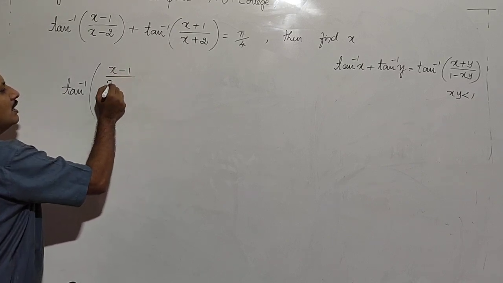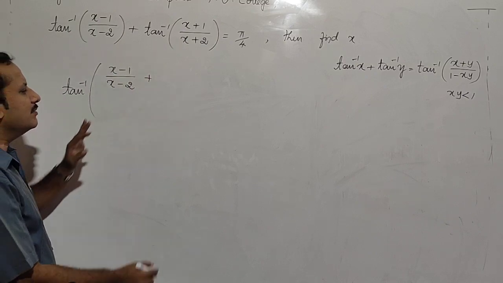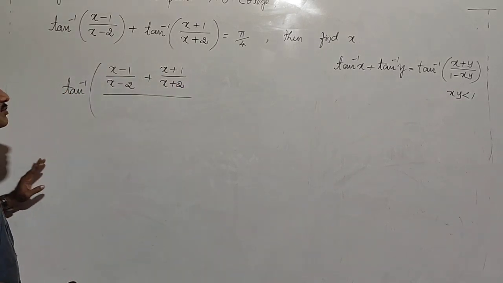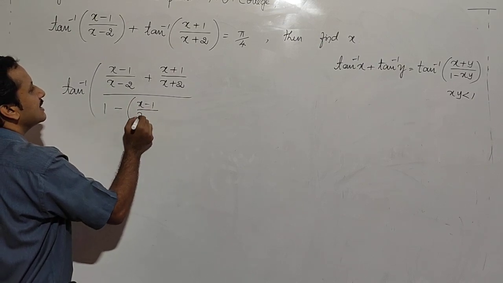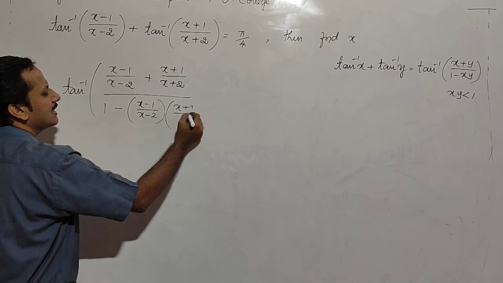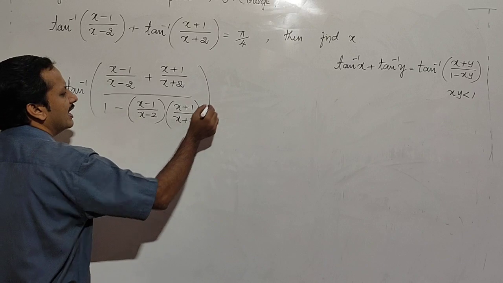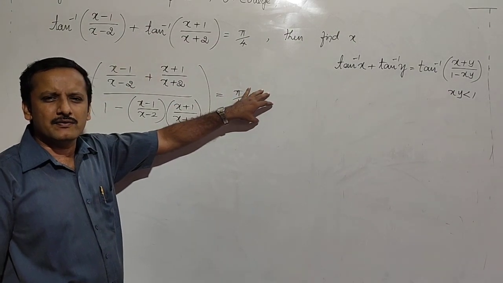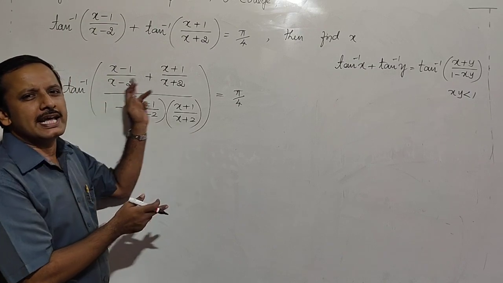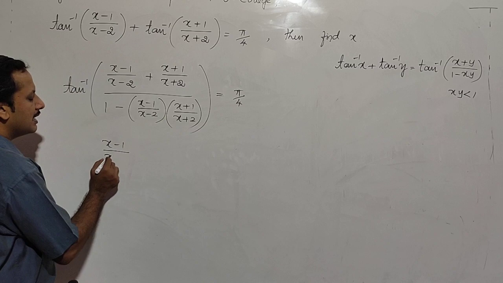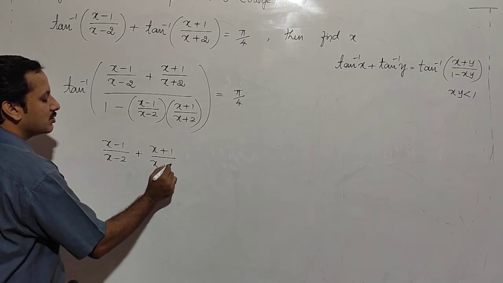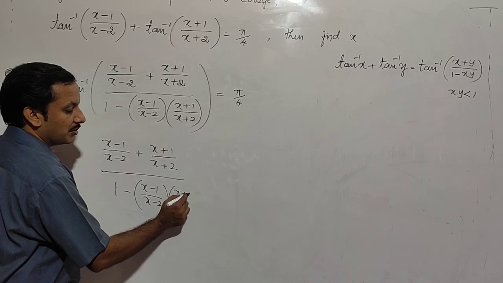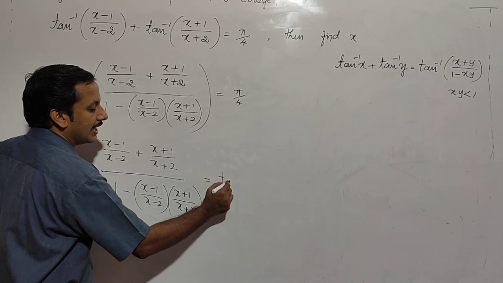In place of x, we have x minus 1 by x minus 2 plus, in place of y, we have x plus 1 divided by x plus 2, divided by 1 minus xy. X is x minus 1 by x minus 2 into y, y is x plus 1 divided by x plus 2. That is equal to pi by 4. Now, tan inverse of this expression is equal to pi by 4 means this expression will be equal to tan pi by 4. I can write this as x minus 1 by x minus 2 plus x plus 1 by x plus 2 divided by 1 minus of x minus 1 by x minus 2 into x plus 1 by x plus 2 is equal to tan pi by 4.